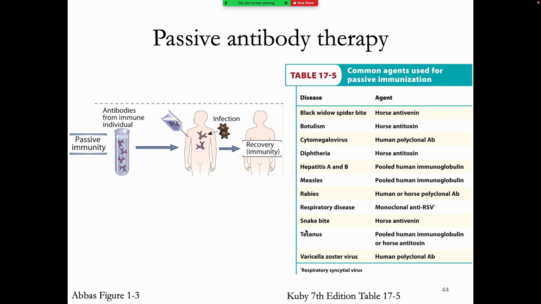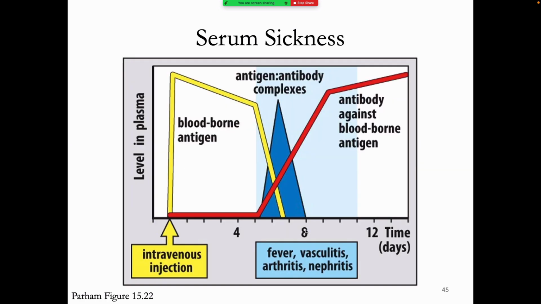Which means if I then say, oh my gosh, you got a second black widow spider bite, I have to treat you again. I inject you with more horse antibodies. You're going to make an immune response against the horse antibodies, and you're going to have a response to those. What you will notice is you will end up, in many cases, with something called serum sickness. Sickness that comes from getting treated with the serum from the horse.